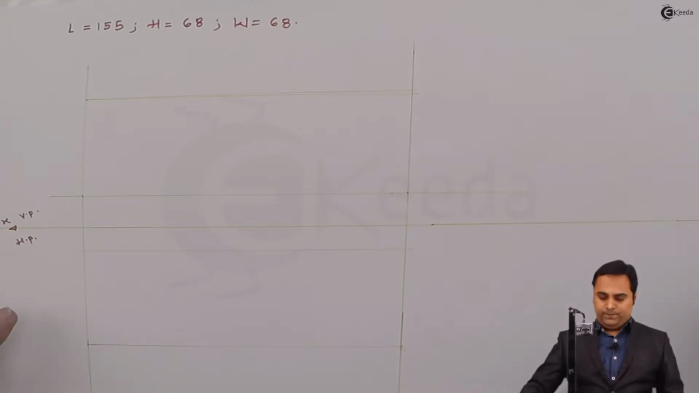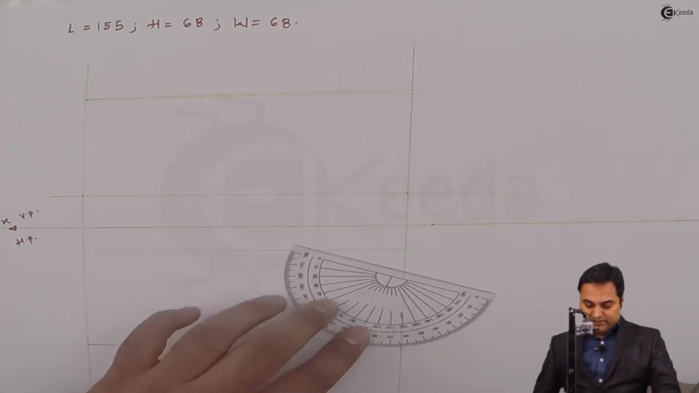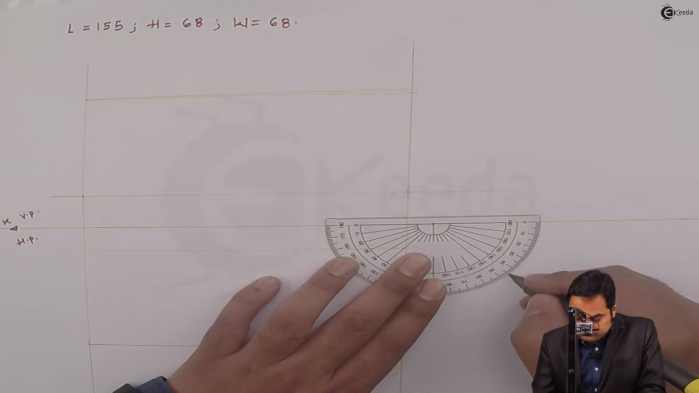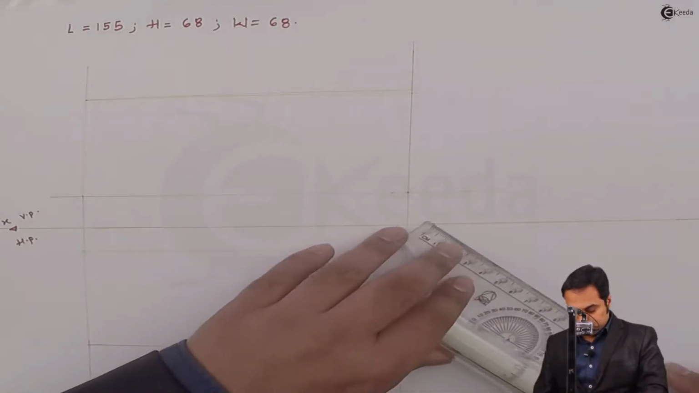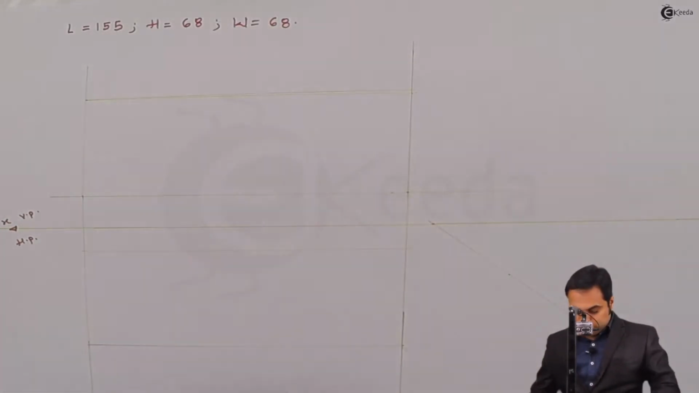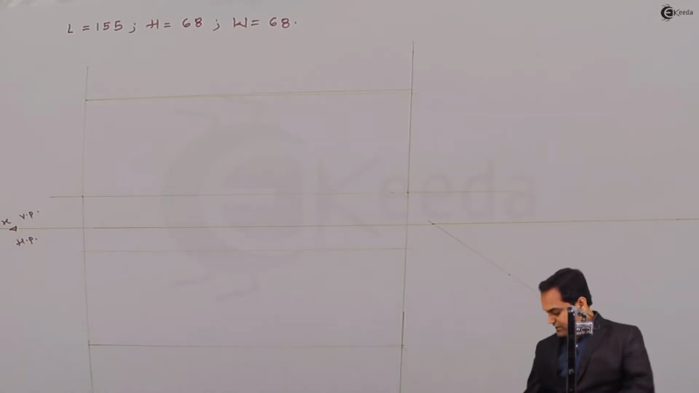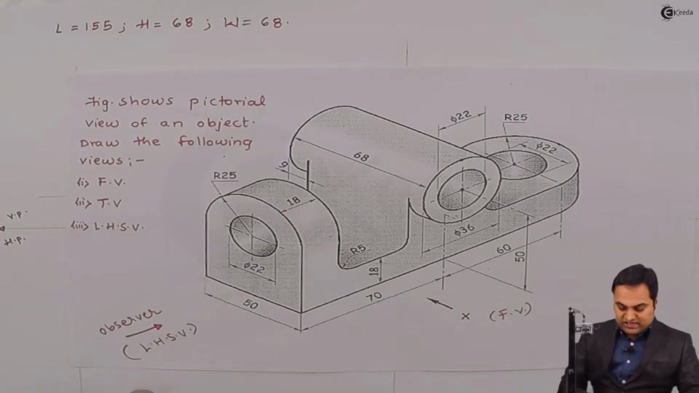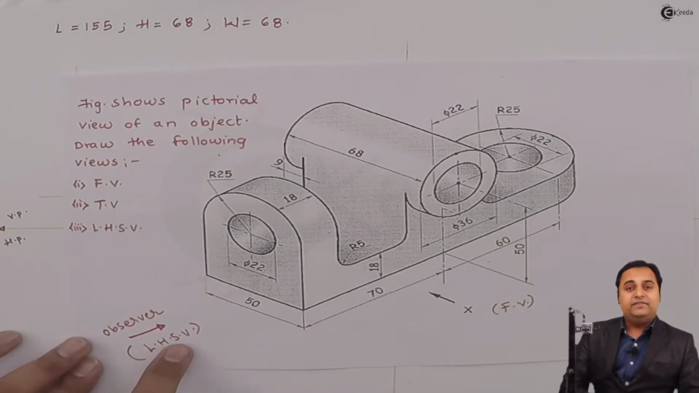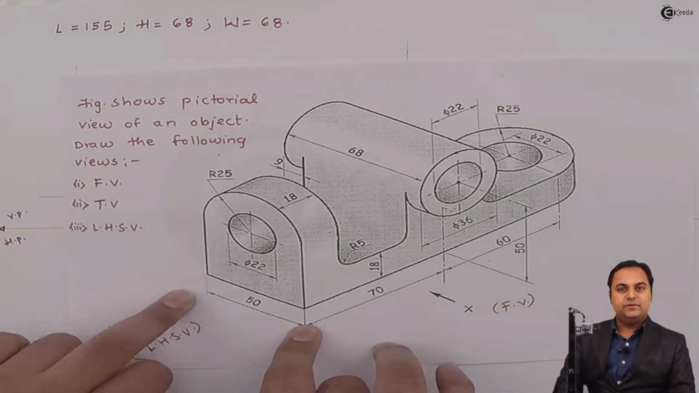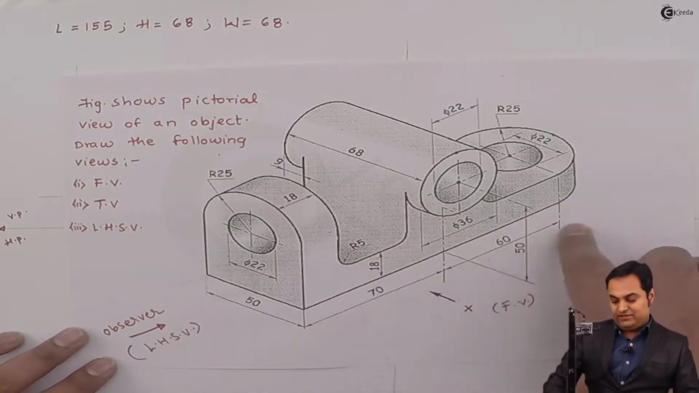Then for the side view, here I'll be drawing a 45-degree line. Then in case of side view, when we are looking at an object from the side, that is from the left hand side view as it is given, when I'm looking from left, then the width of the object is visible and even the height is visible, but length is not visible.